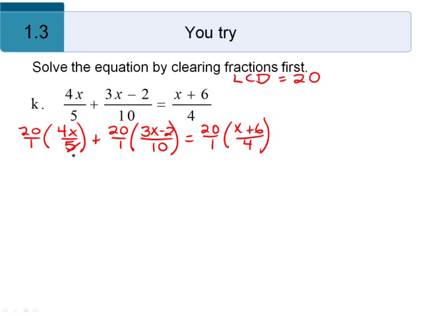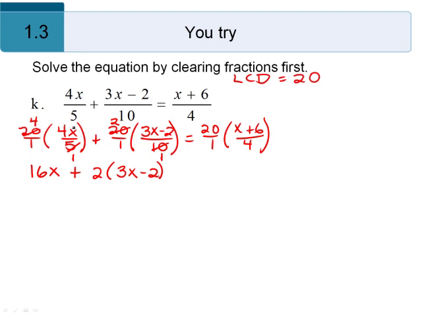Cancel by 5. That's going to leave 1 and 4. So we have 4 times 4 is 16x. Bring down that plus sign. Here 10 goes into both of those, so divide by 10, you get 1 and 2. Now be careful, you're going to have 2 times 3x minus 2. So how do you know when to keep the parentheses and when not? Look at the first term.